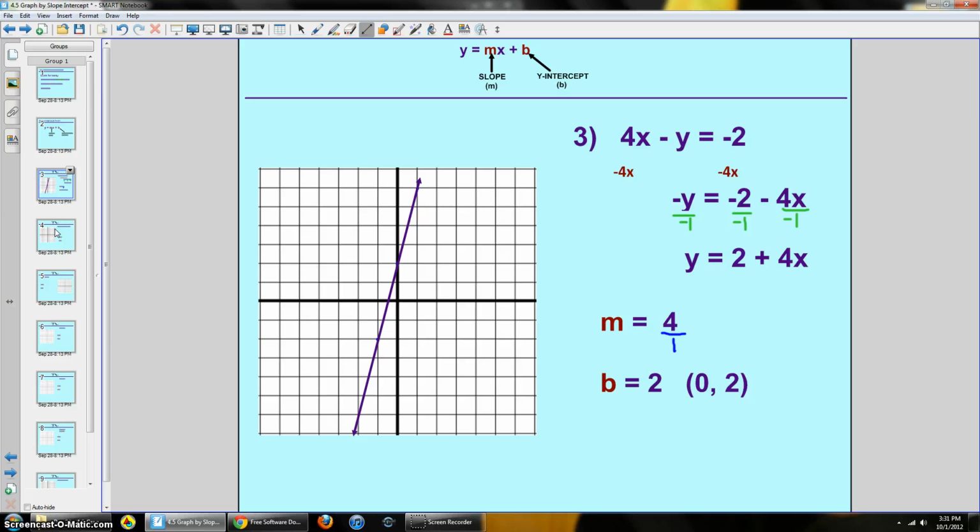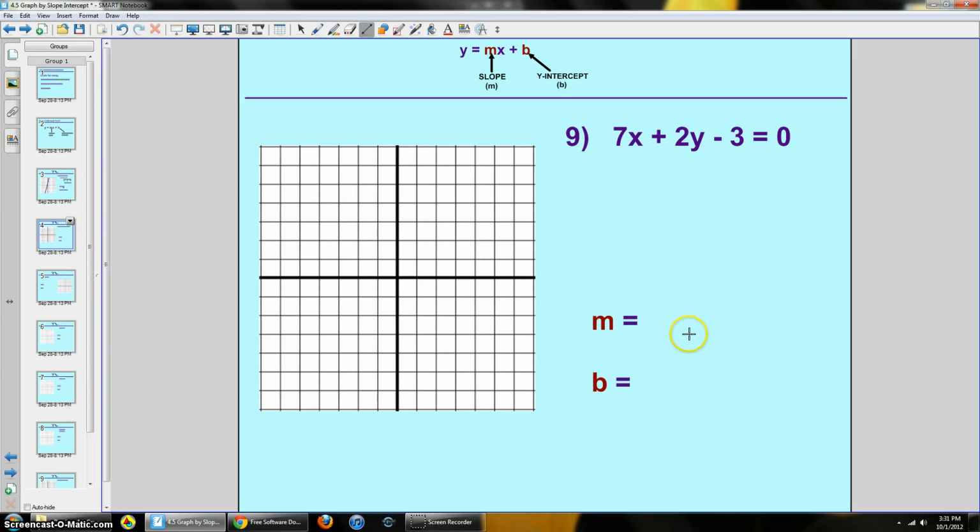Okay. Here's a second example. I'd like you to pause the video and try it yourself. Solve it, or get it in function form, identify a slope and an intercept, and then graph it.